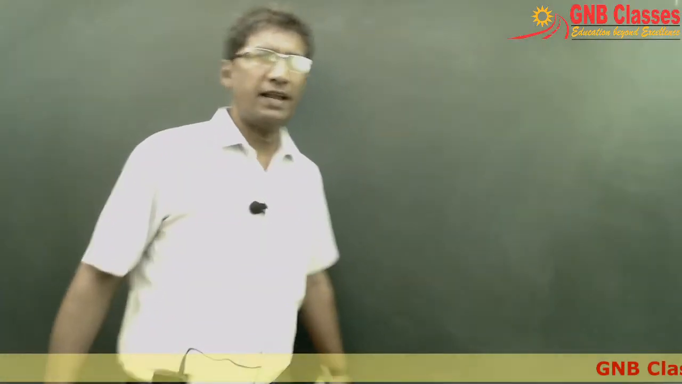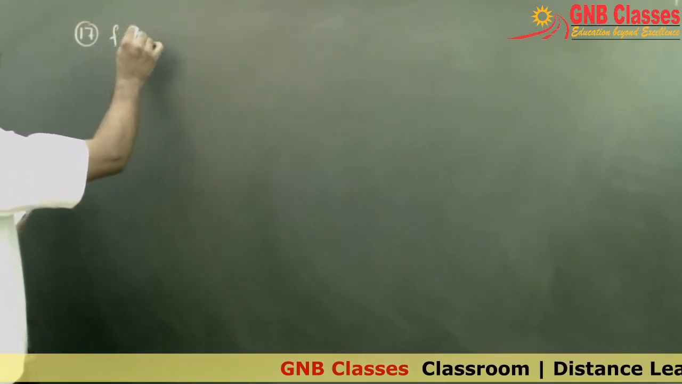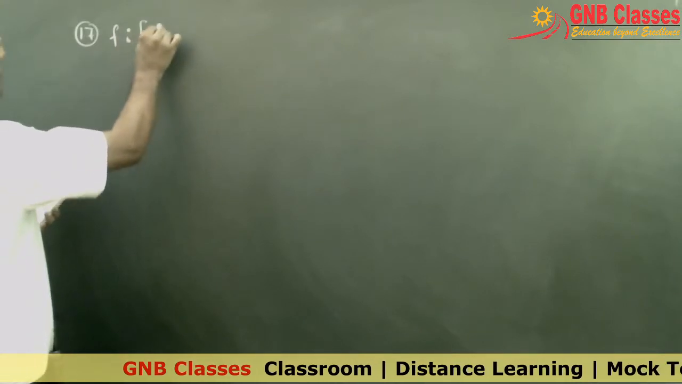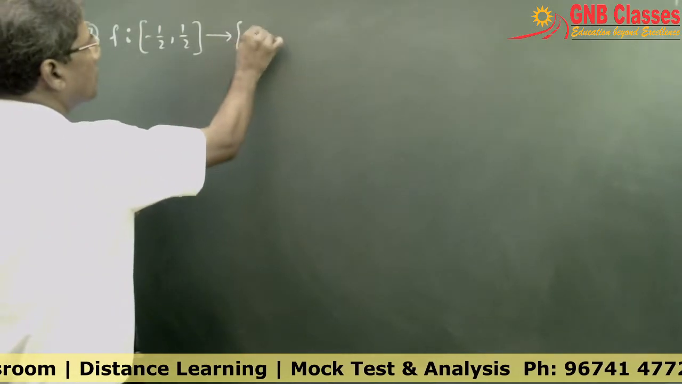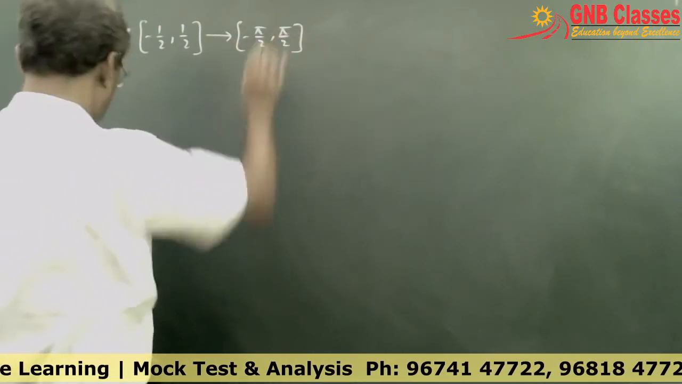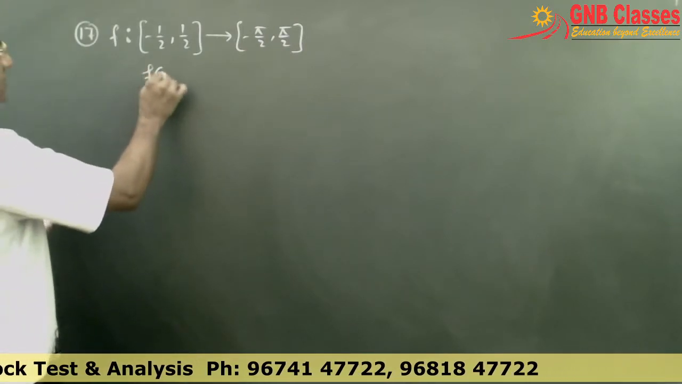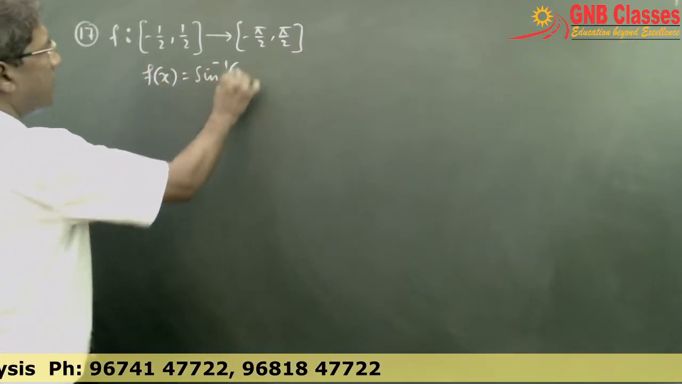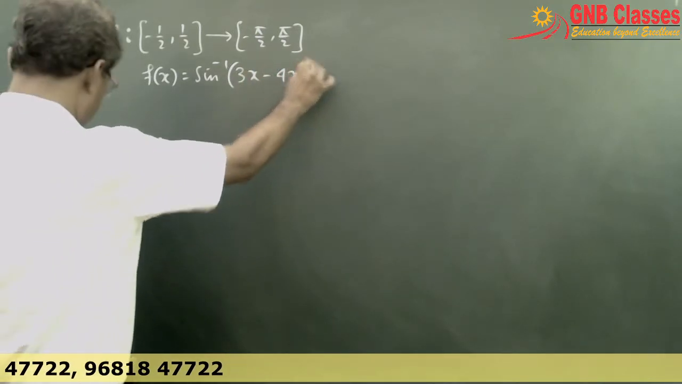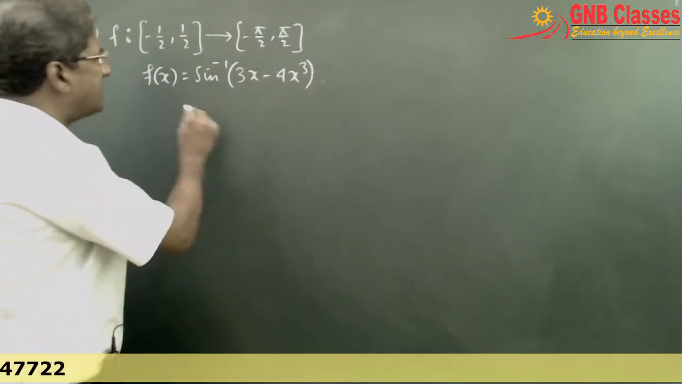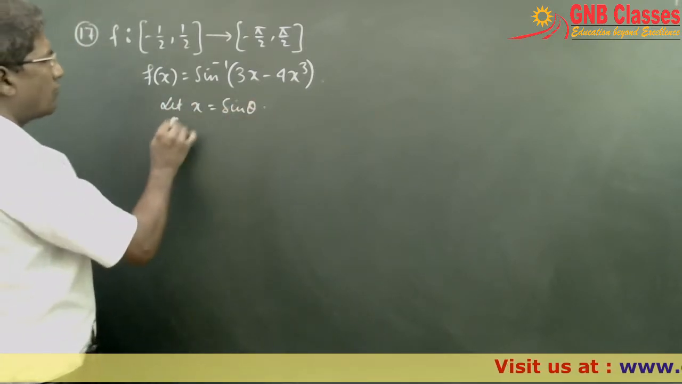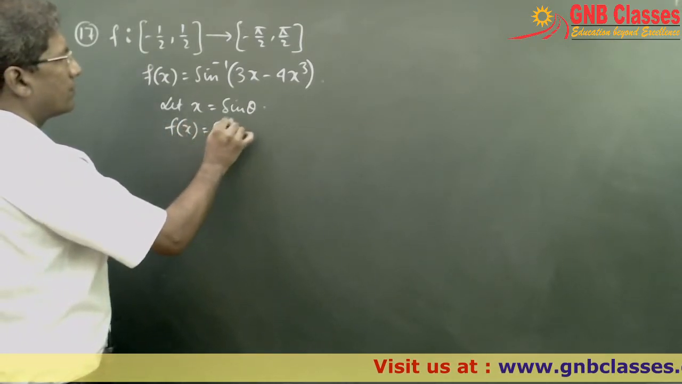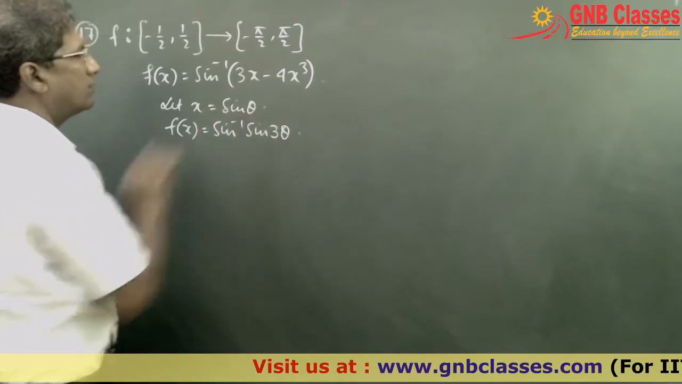In question number 17, the definition of the function given as f is from minus half to half to minus pi by 2 to pi by 2. Now we have been given f of x is sine inverse of 3x minus 4x cube, right? Now let us say x equals sine theta. So we are getting f of x as sine inverse sine 3 theta.